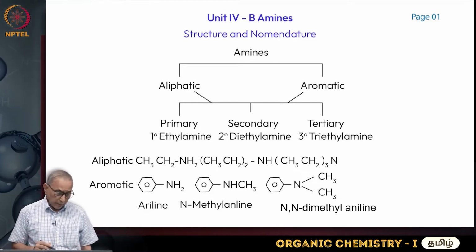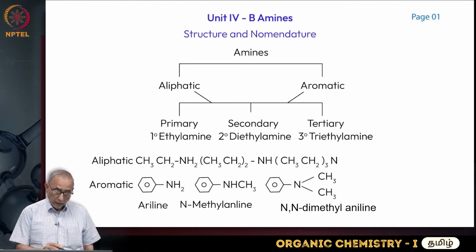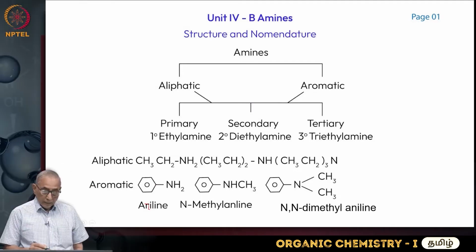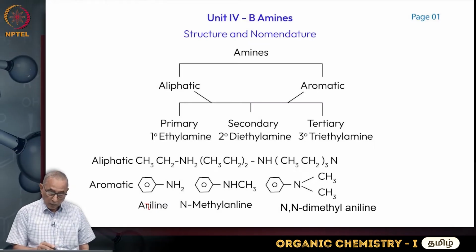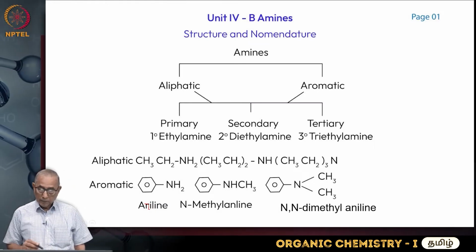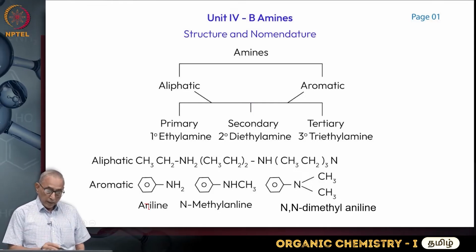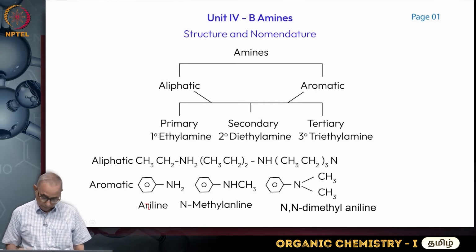Similarly, with an aromatic ring you can have attachment of an amino group. This is called aniline, this is called N-methyl aniline. In the NH2 group, one hydrogen is removed and a methyl group is put. This is N,N-dimethyl aniline. This is primary amine, this is secondary amine, this is tertiary amine.